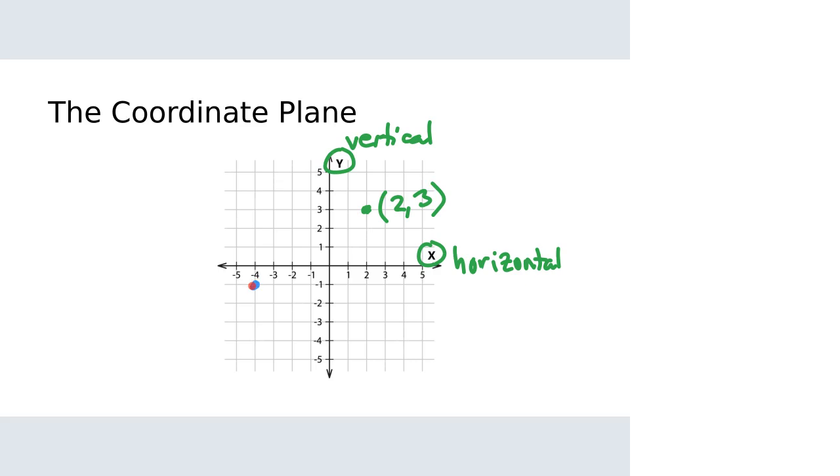This is probably review for you, but if you have any questions or anything, just let me know. If we were to put a point back here, we've gone -4 in the x direction, -1 in the y direction, so that point would be -4, -1. And that's how we're going to name different points that are in the coordinate plane. You can let me know if you have any questions about that. I wanted to make sure I touched on it, but it's probably pretty familiar for you.